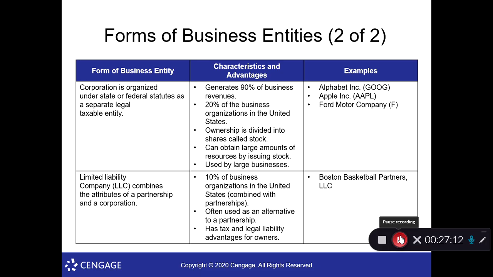The only downfall is sometimes there's complicated rules on paying out wages to yourself. You obviously can pay yourself a salary, but it's a little bit more complicated than it is with other business structures.